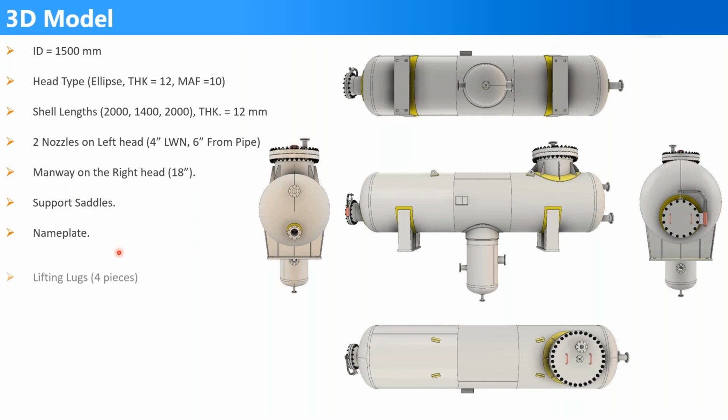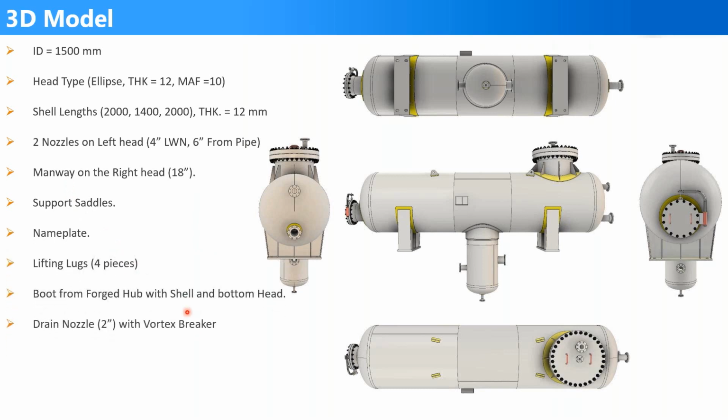The support saddles, we will add nameplates, lifting lugs, a boot with a forged hub and lips to the middle shell course. After that, we will add a drain to the bottom head and add a vortex breaker. And we will add 36-inch nozzles on this shell course, and how we can add trips to this one.